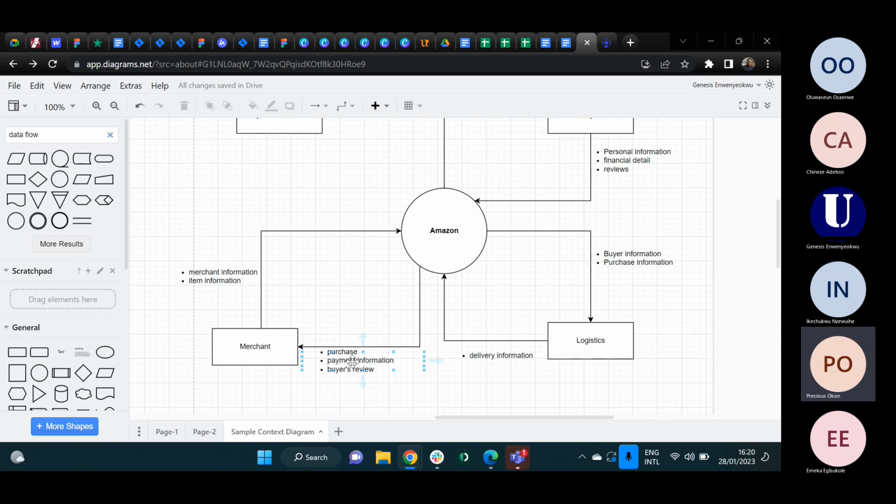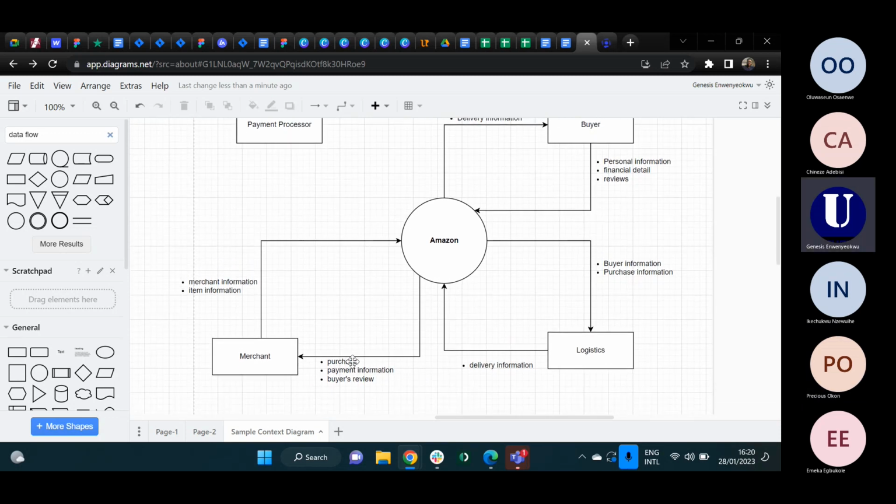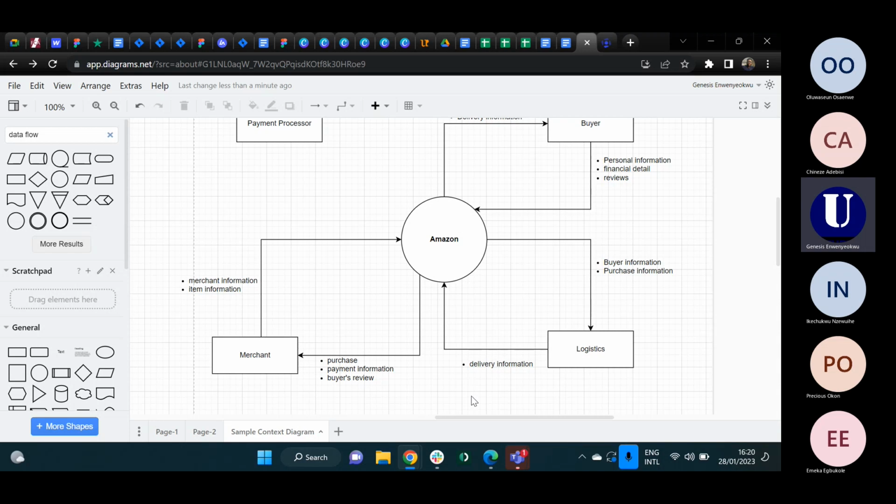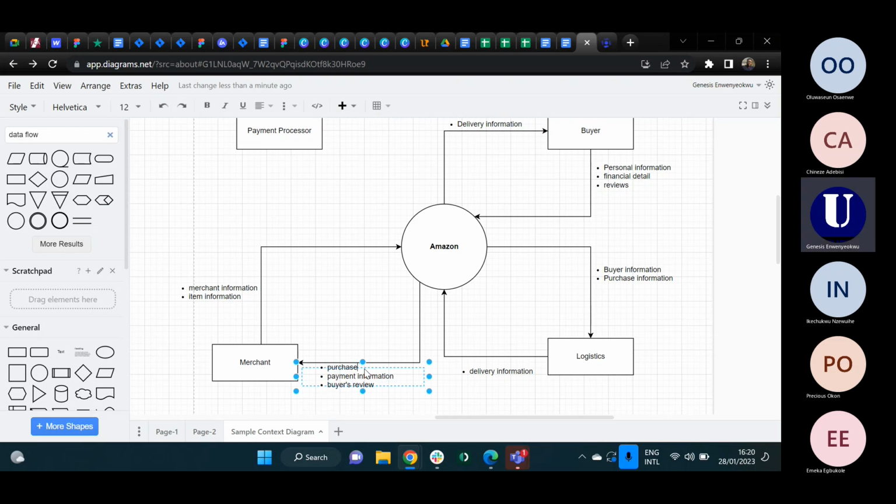I wanted to ask, what about the financial details, as in data going from merchants to Amazon? The merchant only wants to know that payment has been made. They've bought my product, so purchase information. Whether the person paid on delivery or through card, the merchant is not concerned about that. You just want to know that my item has been bought and payment has been made to me, like a notification or alert.